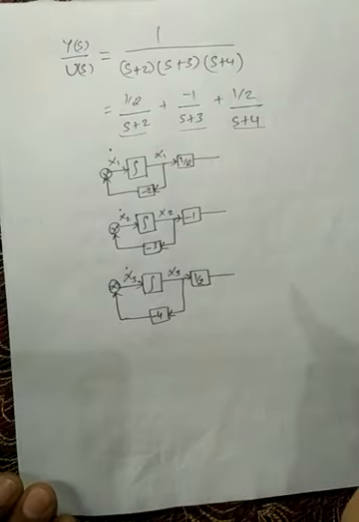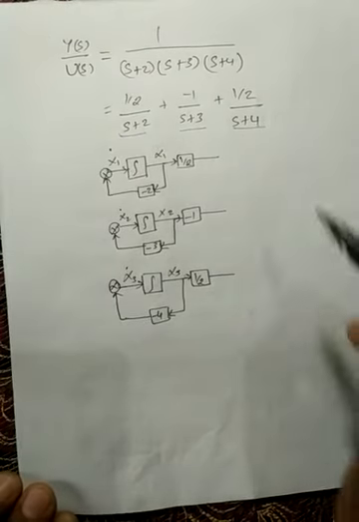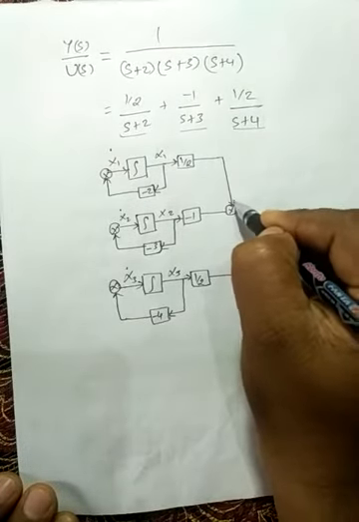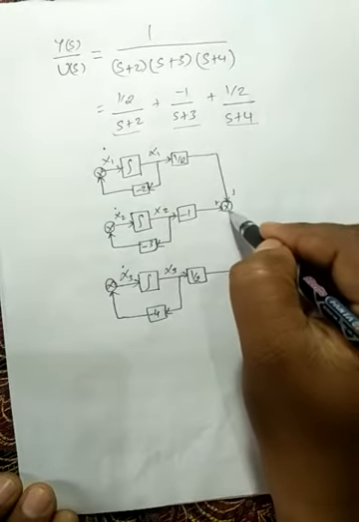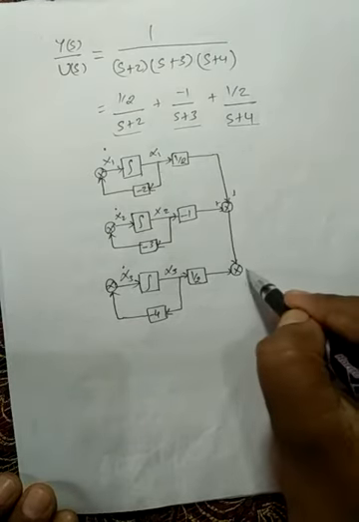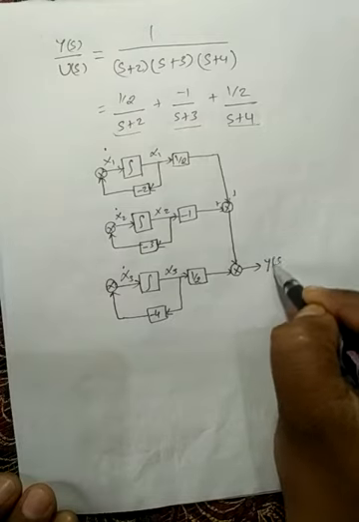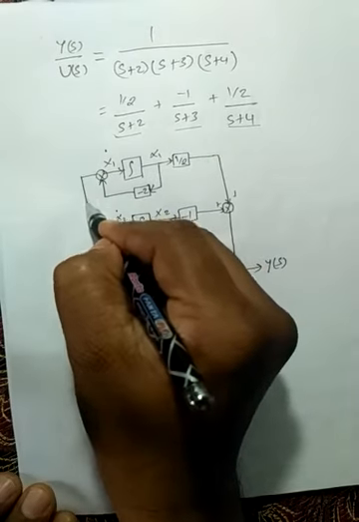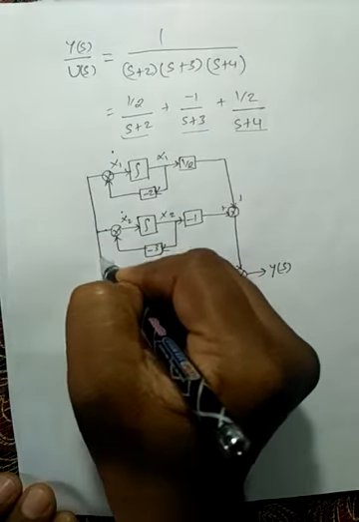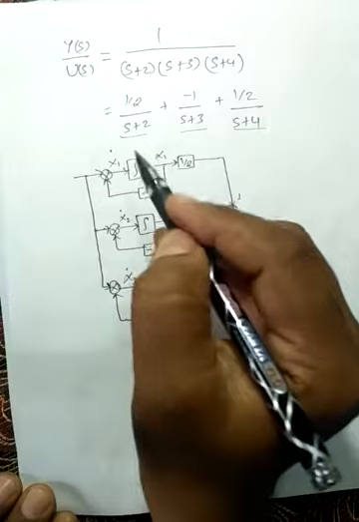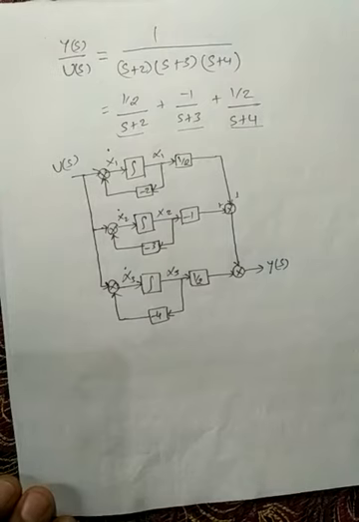Now the outputs of these three terms are added together, and from here like this, and finally we get Y(s), and the inputs of these three are shorted together. Inputs are shorted together. This input is U(s), and this is the block diagram.